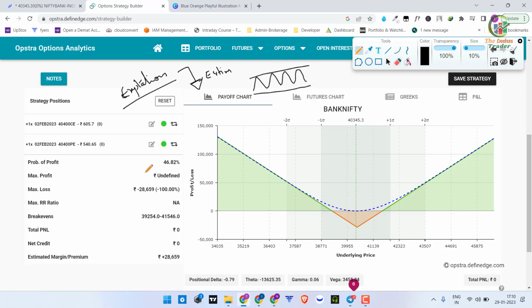The reason I am explaining this, I have brought you to Opstra. Here you can see the max loss per one lot. We are getting a max loss of 28,000. This is according to today's date. Don't worry, we have 2 more days left. On that day, you can see the max loss here, and you should be ready to accept this loss.